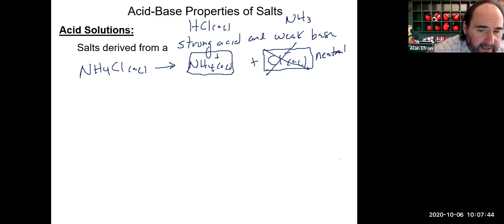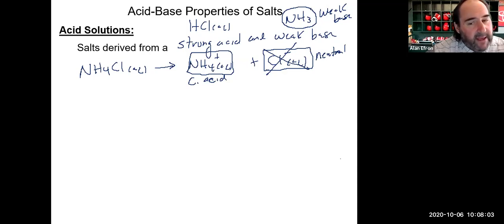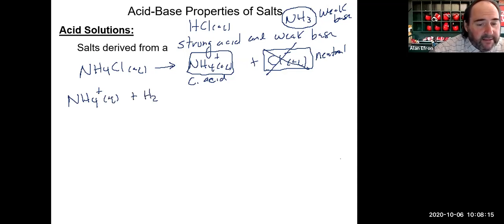As we guessed here, it most likely came from ammonia. Ammonia is a weak base. Understanding that that is a weak base means that technically our ammonium, NH4 plus, is the conjugate acid. And it'll be relatively strong because it comes from a weak base. What that means is we would expect in this case the NH4 plus to continue to react. What it's going to react with, again, is water in these hydrolysis reactions.